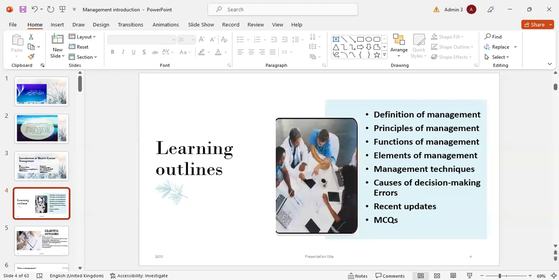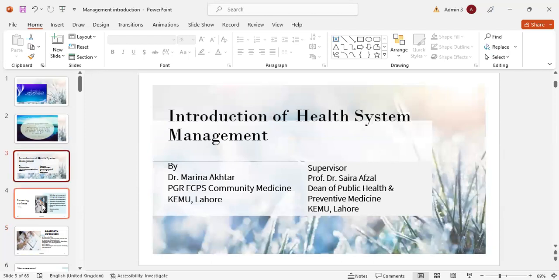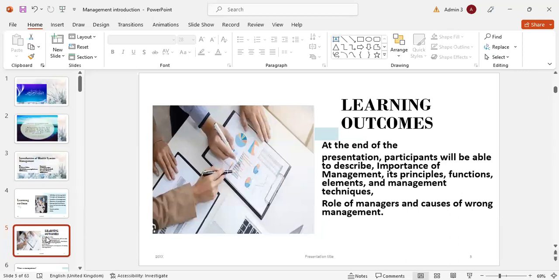Learning outlines: definition of management, principles of management, functions of management, elements of management, management techniques, causes of decision-making error, recent updates, and then MCQs. Learning outcomes: at the end of the presentation, the participant will be able to describe the importance of management, its principles, functions, elements, management techniques, role of managers, and causes of wrong management.